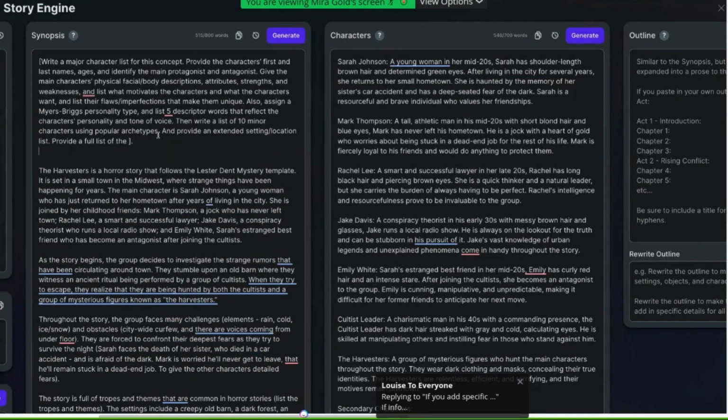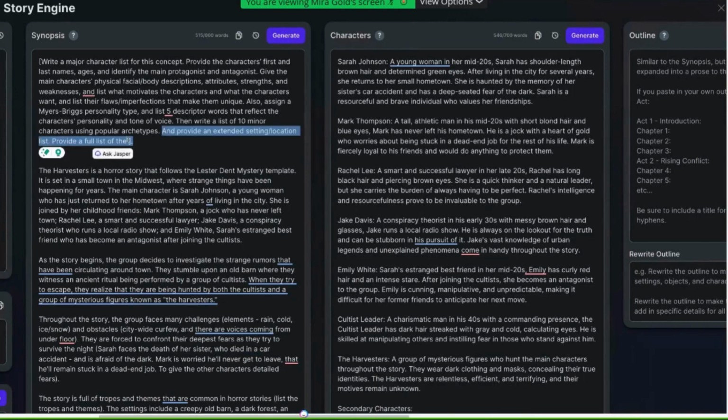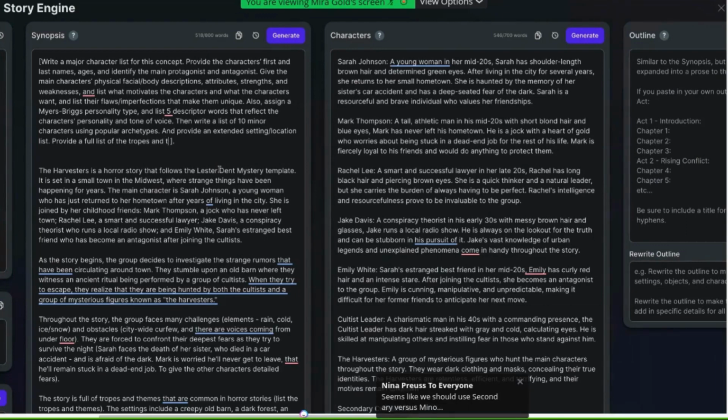So I added this right here. Let's see if it'll provide a full list of the setting, location, and a full list of the tropes and themes. Let's see if we have enough room for that.